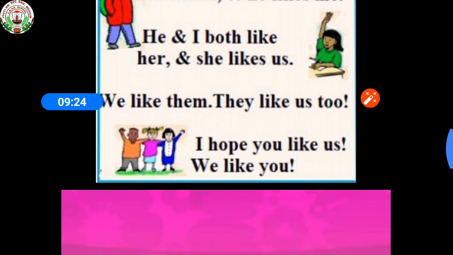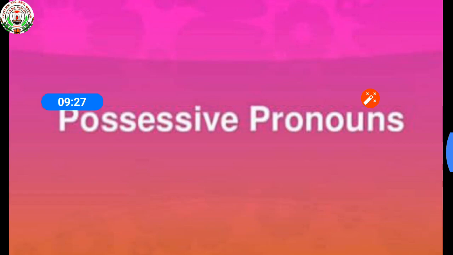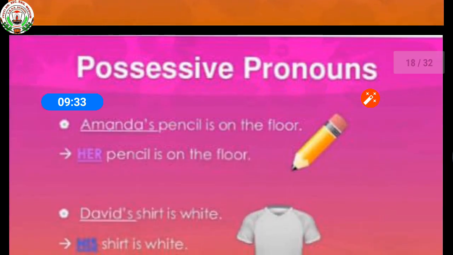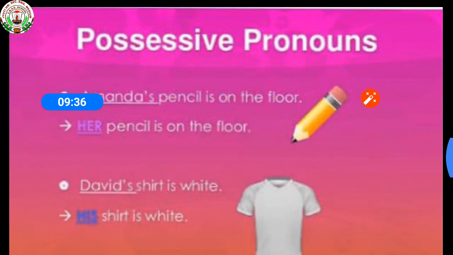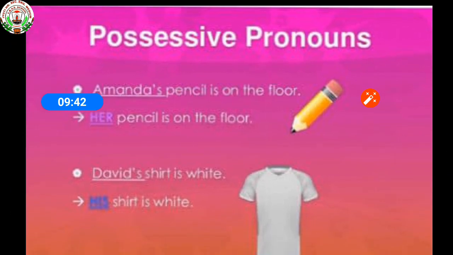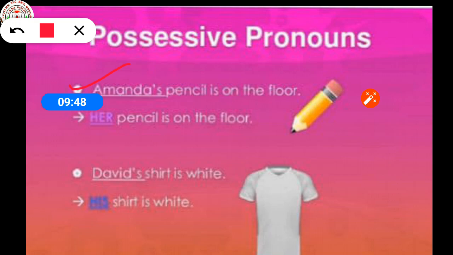The next type of pronoun is possessive pronouns. First, you just see the example of possessive pronouns. Amanda's pencil is on the floor. So instead of Amanda's, we just use her. See the second one. David's shirt is white. So instead of David's, we just use his.